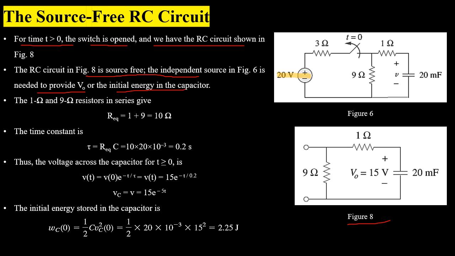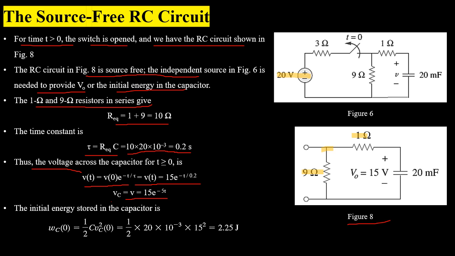When the switch turns open, the 1 ohm resistor and the 9 ohm resistor in figure 8 both are in series, which will give an equivalent of a 10 ohm resistor. So the time constant for this RC circuit will be R equivalent multiplied by the capacitance of the capacitor and will have a value of 0.2 seconds. Now the voltage across the capacitor for time t greater than or equal to 0 will be V of t equals V of 0 multiplied by exponential power minus t over tau, and will have a value of 15 e to the power minus t divided by 0.2, or 15 e to the power minus 5t.